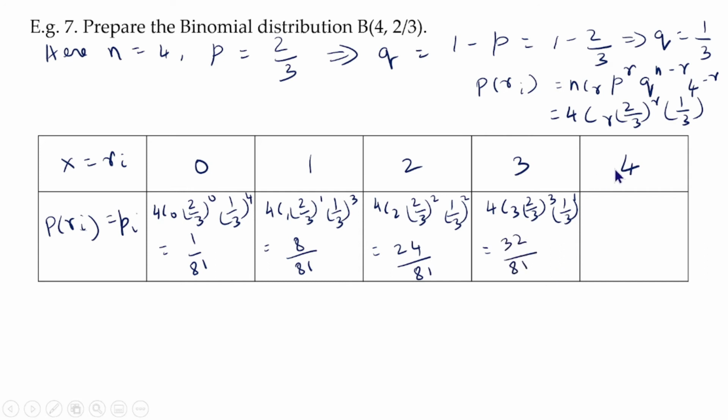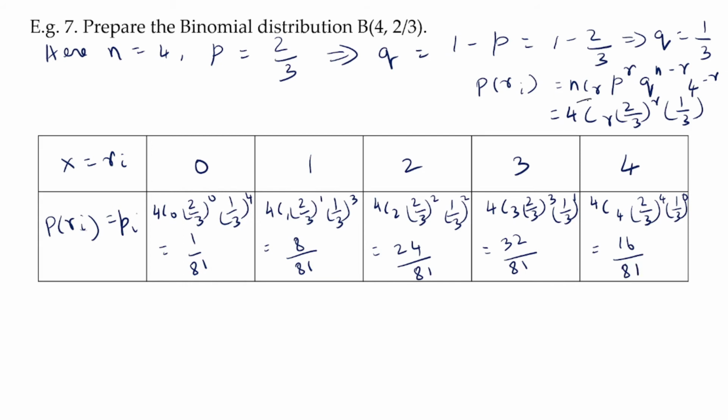And then we have 4. So here it is 4c4 (2 by 3) the whole raised to 4, (1 by 3) the whole raised to 4 minus 4, it is 0. So when we simplify, we get 16 upon 81.